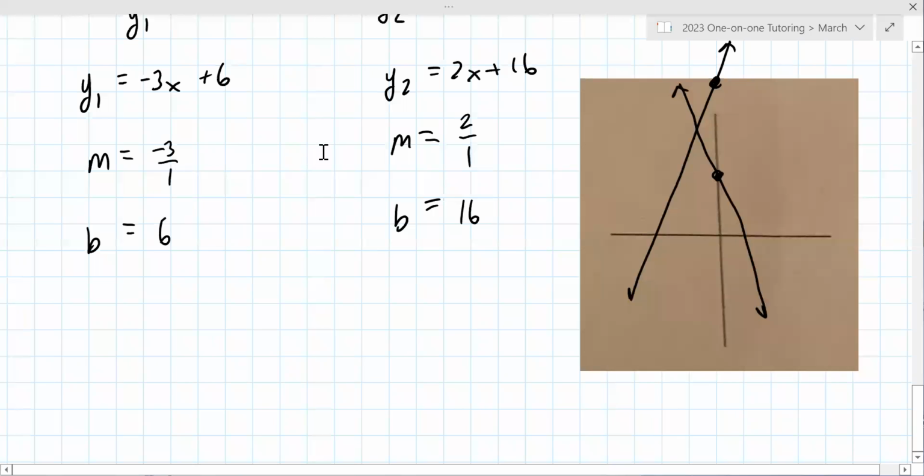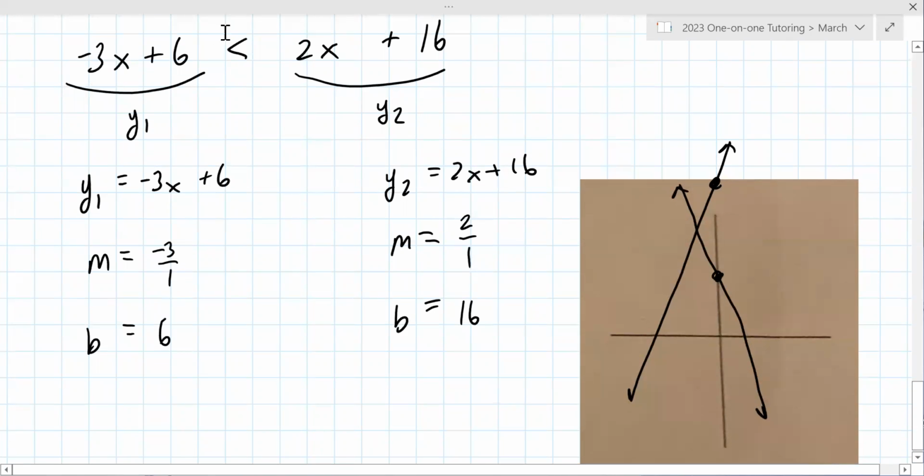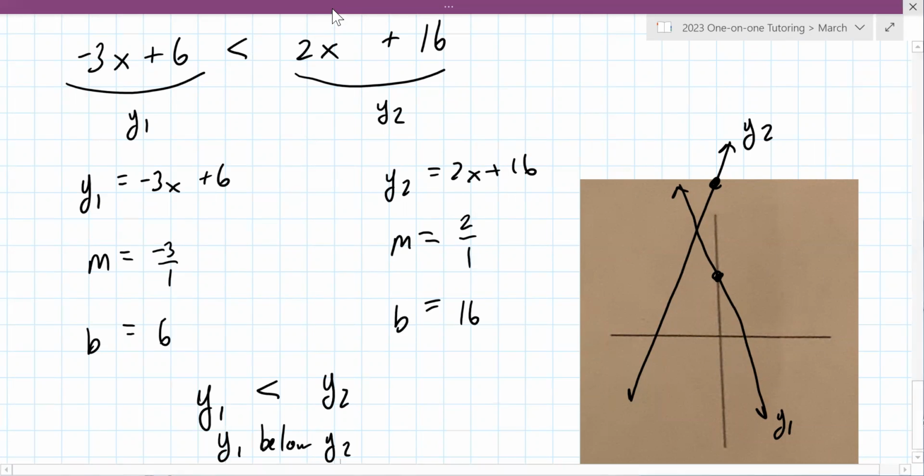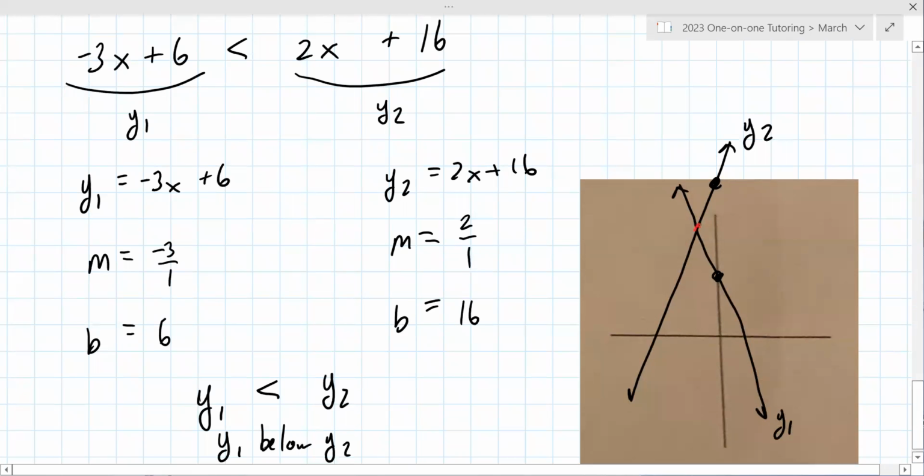Now, if we go back to this, we're asking where is y1, and y1 is this graph, y2 is this line. Where is y1 less than y2? Where is y1 below y2? So you go right to the intersection point. And do you see that y1 is sort of down and to the right here? It's below y2. Yeah. That's your solution.